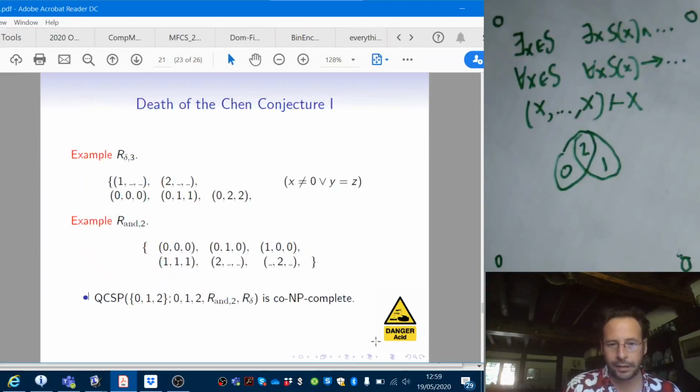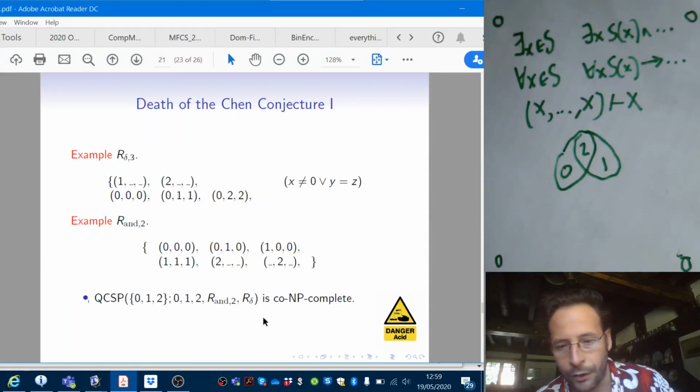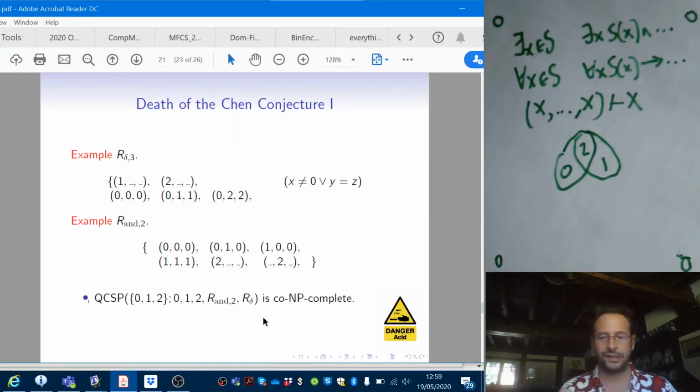But unfortunately, Zhuk's work has destroyed the Chen conjecture in a number of ways. Firstly, there is a finite relational structure, even on domain size 3, that has a QCSP that is co-NP complete. So they really do exist, these finite domain, finite signature co-NP complete QCSPs. None of these were found in natural problems. It really required careful looking to find them. It's a great surprise that this complexity class arises.